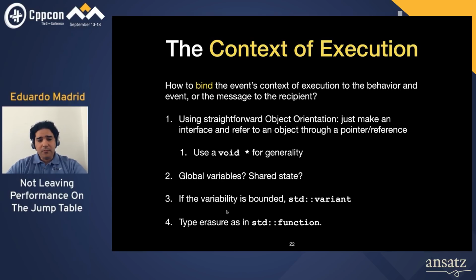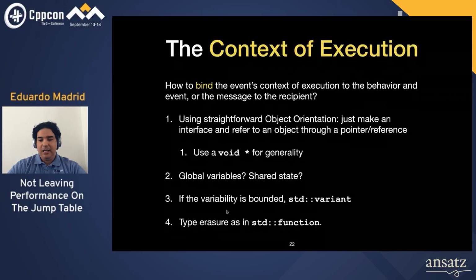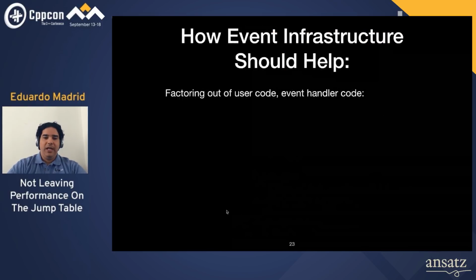Okay. If the variability of the different types that are going to be polymorphic is bounded, that is, you know the complete set of types that might be participating in the runtime polymorphism, then you can use a component such as variant. Or if you don't have that luxury, then you have to use something more general, and type erasure could be a choice. And if you don't understand the concept of type erasure yet, think about the start function.